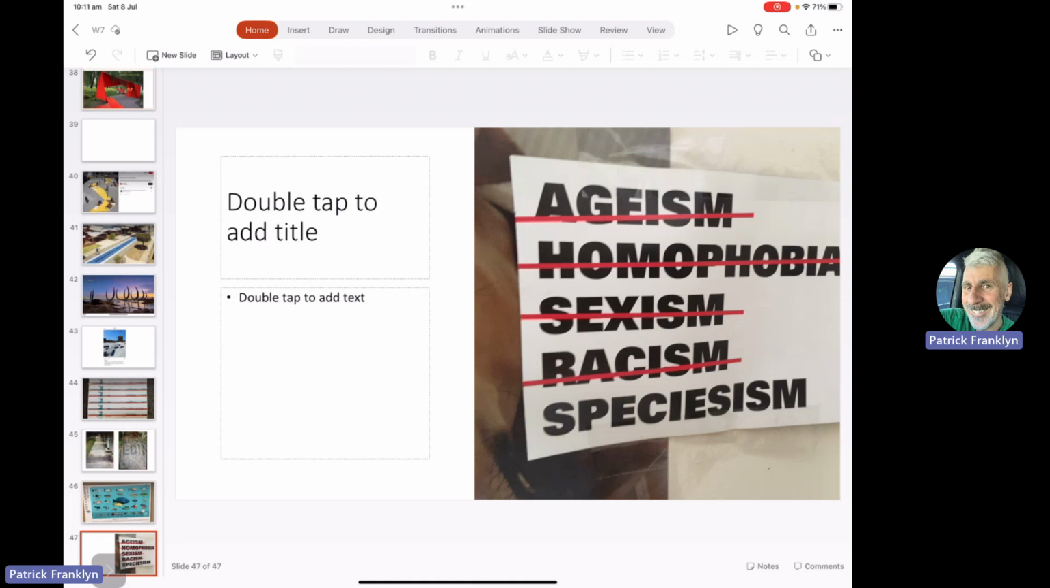And this is the last slide. I can't even remember where I snapped it. I think it's a pretty interesting thing to think about. Ageism, homophobia, sexism, racism, let's get rid of them all and have speciesism. And this speaks into Indigenous ways of thinking where within the circle we were all equal.